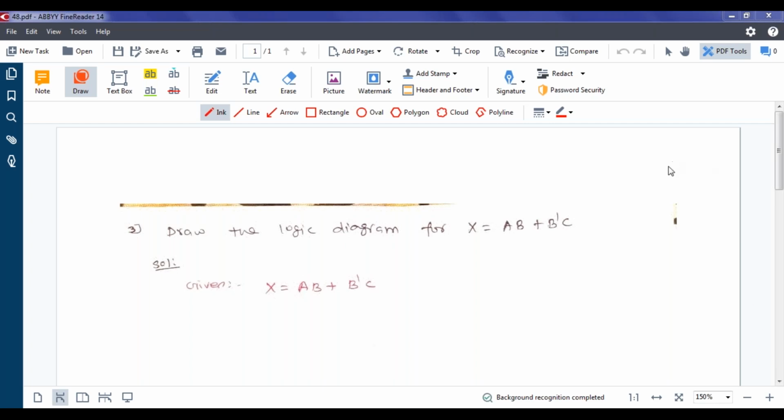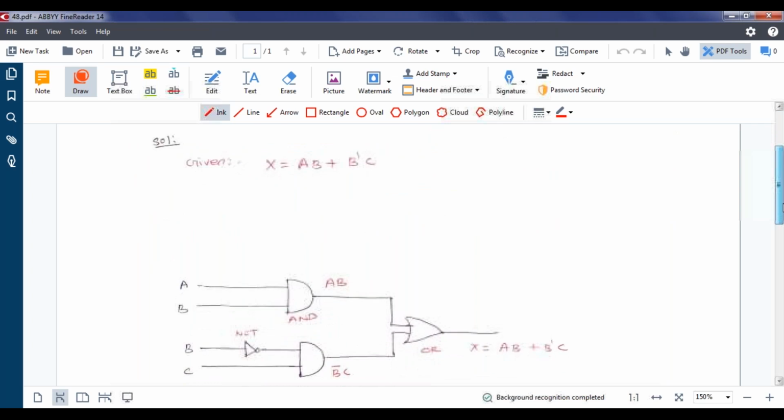So this is the answer. First, listen carefully. The given expression is capital X equal to A into B plus B bar C. First you consider this product term, A into B. A is one input, B is one input. Both are in the product term. We want to draw a line, A line and B line. A and B we want to give to AND gate because A and B are in a product term. Product term AND gate போடணும், sum term OR gate போடணும்.